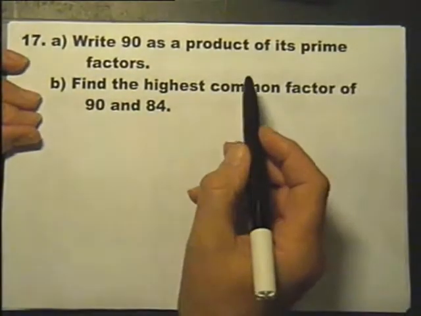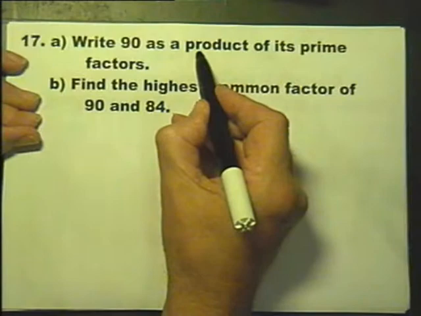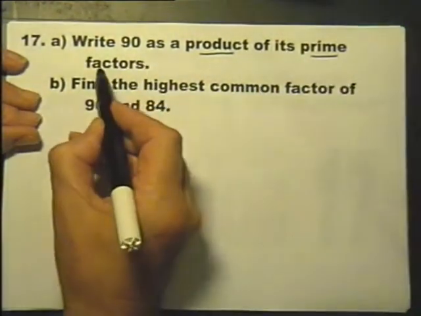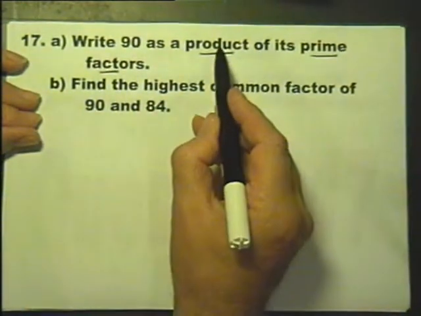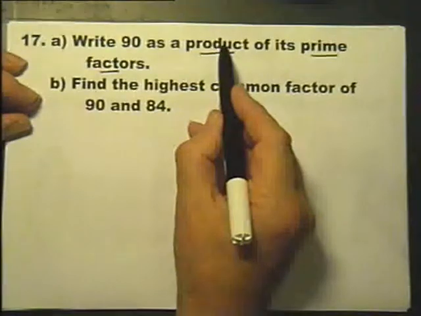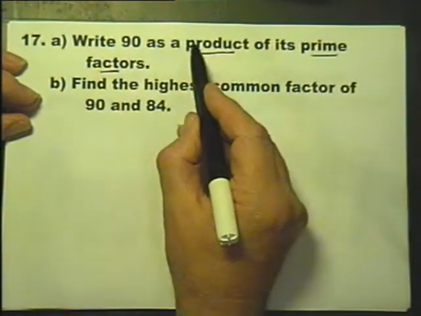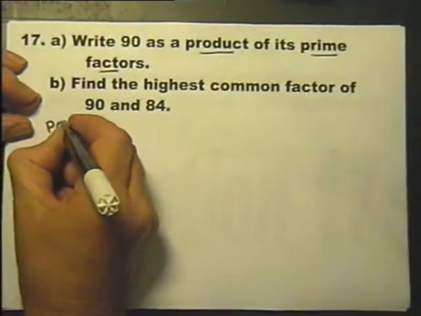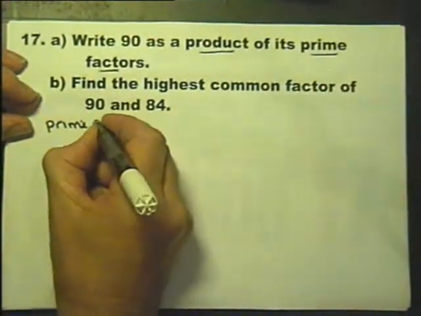So before we can start this question, we need to make sure we know what these three words mean: product, prime and factors. Product is another word for multiplication. So product means multiply, multiplication, times. Product means multiply. Prime, we'll talk about the prime numbers. So in this question we need to know what the prime numbers are.